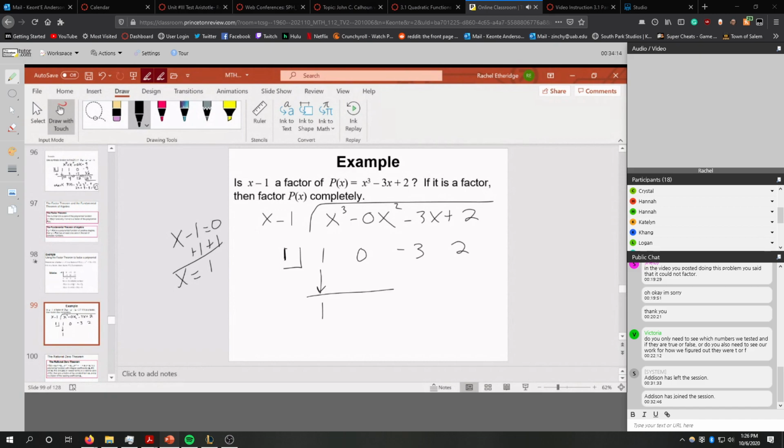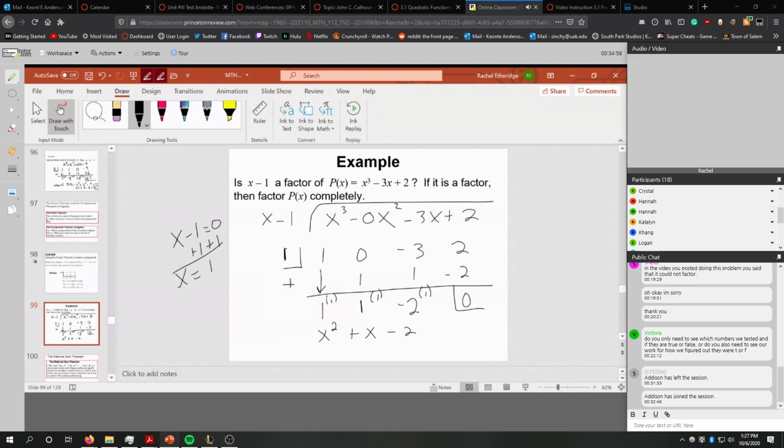So I bring down my 1, and then I start with my multiplier. Add, multiply again, add, multiply again, add, and my remainder is 0. So that means I've got another polynomial, and I'm going to see after I finish writing this polynomial if I actually can factor it. So that's going to be x squared, because I decreased my degree by 1, plus x minus 2.